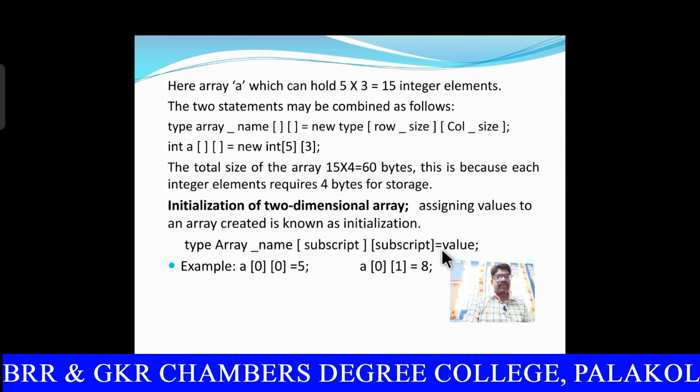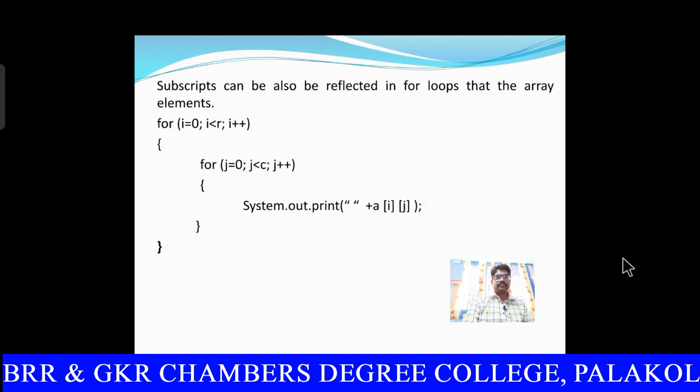With the help of the equal to operator we assign values. For example, the first row, first column, that is the 0th row and 0th column, has the value 5. The 0th row and first column has the value 8. So we are assigning the values directly to this two-dimensional array.